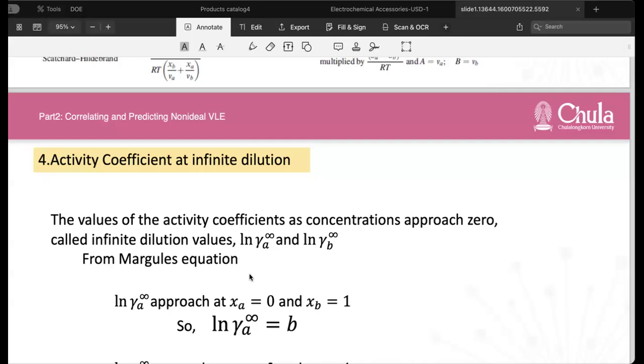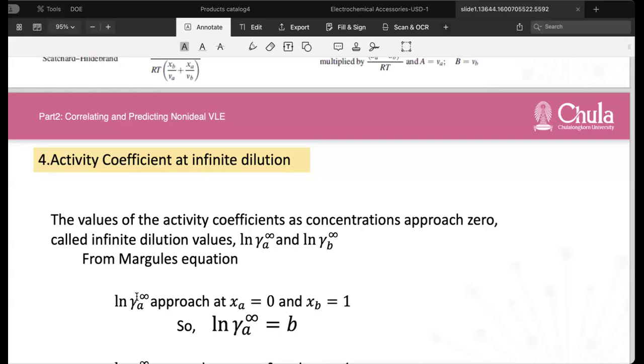Imagine that we have pure A in the system, only molecule A, and you introduce one drop of B. We can assume that one molecule of B is surrounded by all A, and there is no interaction between B and B. We can observe only the interaction of B and A. So we call that condition infinite dilution.